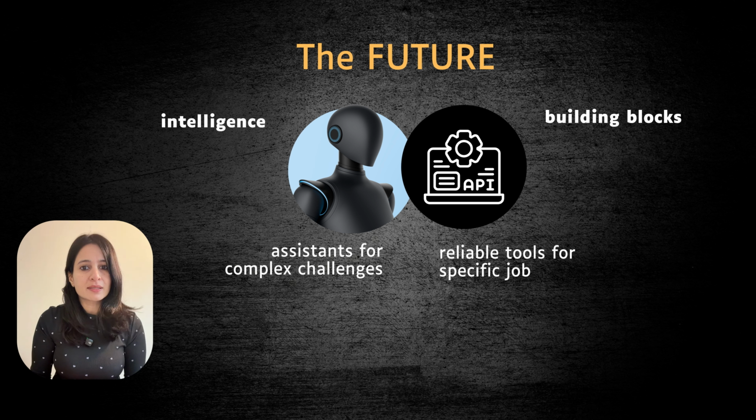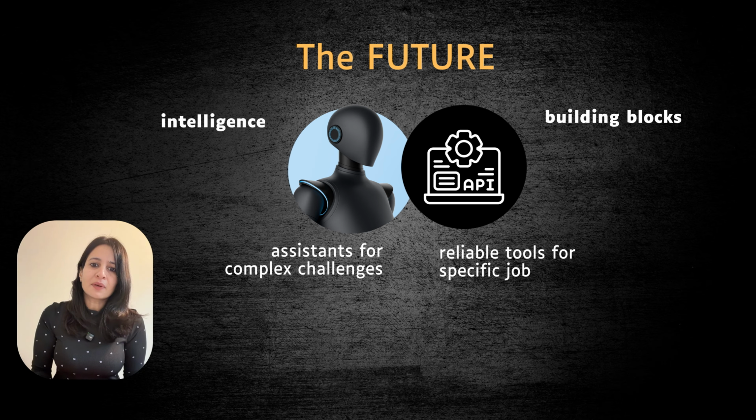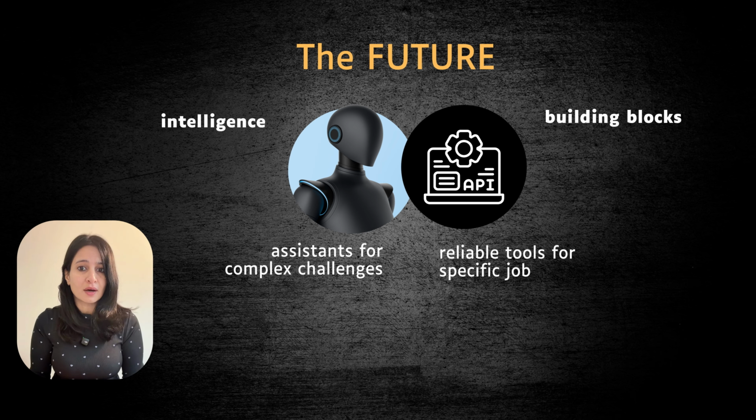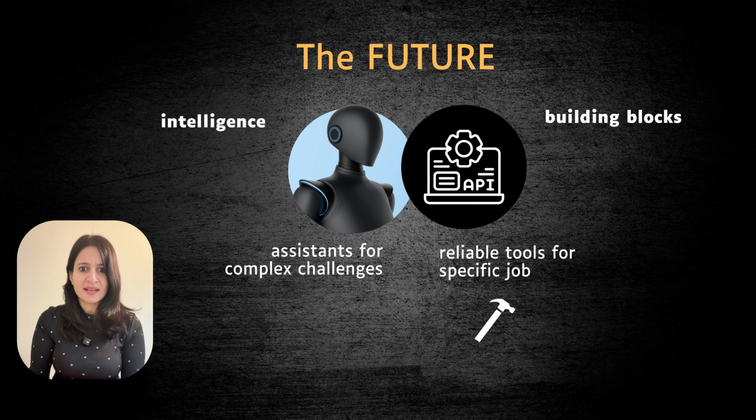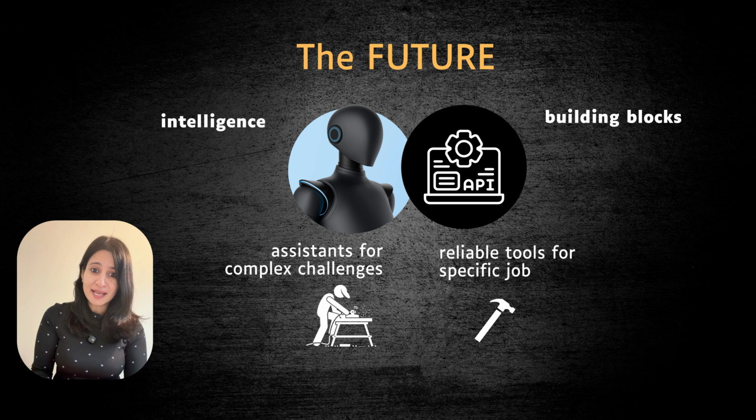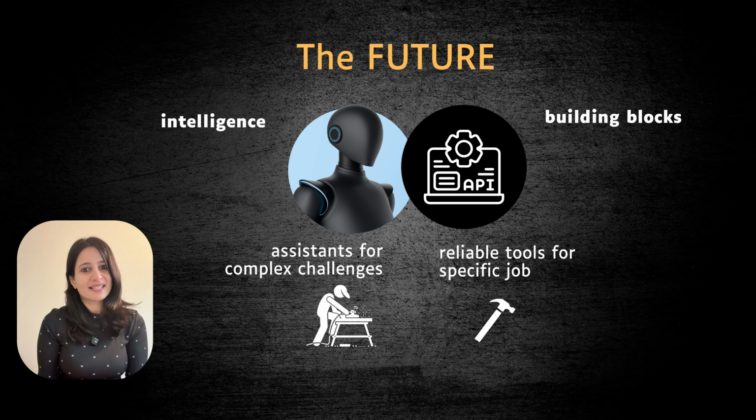Understanding this matters because it changes how you approach problem solving. Sometimes you need a hammer. Sometimes you need someone who figures out which tool to use. So when you need a hammer, an API is there. But when you need to decide which tool to use, agents are there.